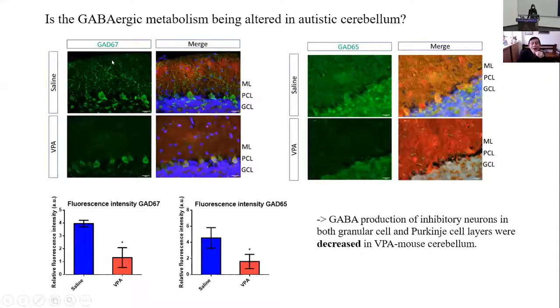Next is the staining of GAD65 and GAD67. We can find from the figure that for GAD67 staining, there is a selective reduction in the molecular layer, which, if you remember, is the area where the dendritic tree of the Purkinje cells is located. Not only in GAD67 expression, but for GAD65 there is also a selective reduction, in both the molecular layer and the granule cell layer in the PPA mice.